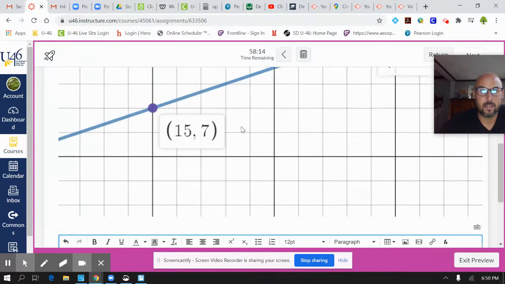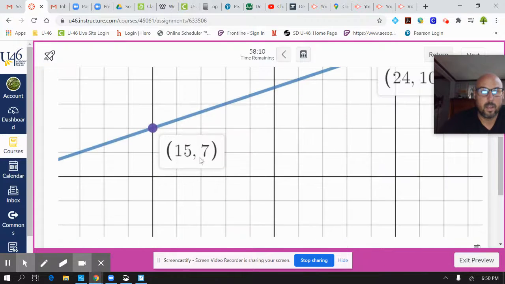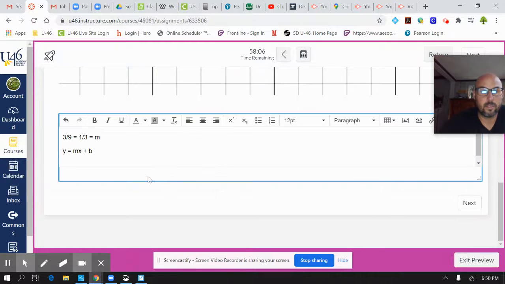That is an ordered pair, 15/7. We could also use 24/10, but let's just use 15/7. X is 15, y is 7. So you would replace y with 7, m with the slope, x with 15, and b with b. And then you solve for b. So 7 equals 1/3 times 15, which is 5. You would subtract 5 on both sides and get 2 equals b.